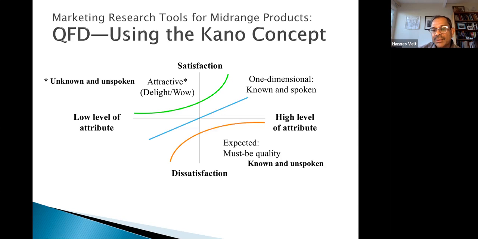Or in terms of screen size, I want a larger and larger screen. Even prices along this line: the lower the price, the better the satisfaction. So it's inverted, but cost and price are also along this line.